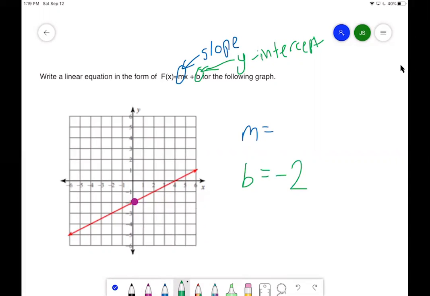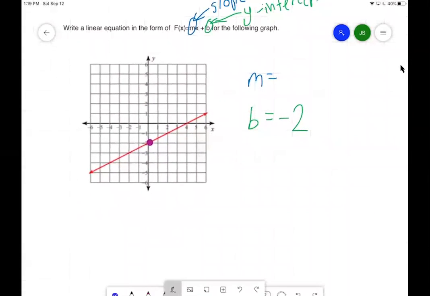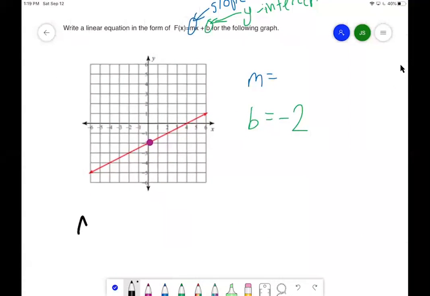The next thing that I need to calculate is my slope. And for my slope, I know that to calculate that, I'm going to need to find the change of y over the change of x. And to actually calculate that, I'm going to need at least 2 points. Right now I have 1 point, so I need to find another point that is accurate on the graph.